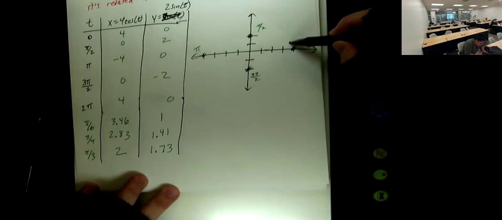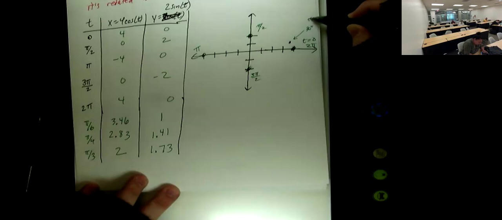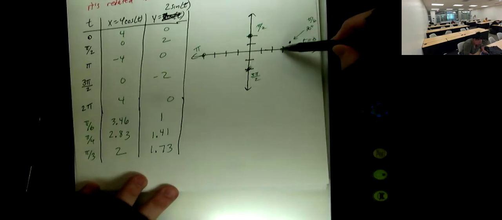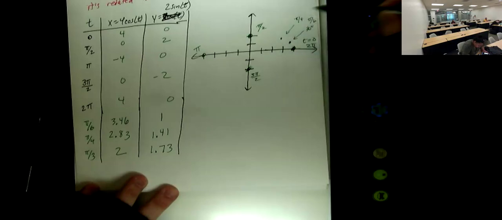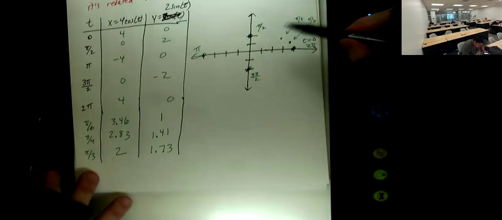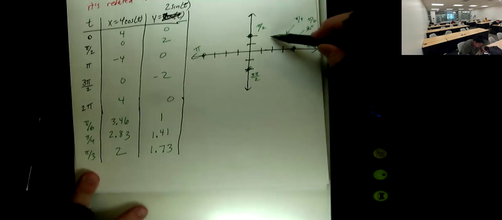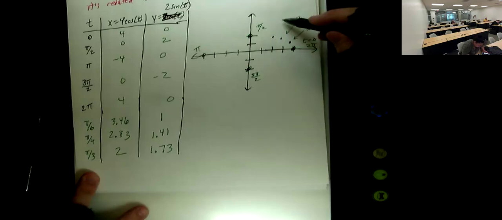Is like right there. That's like our 30 degrees or pi over 6. 2.83 is just a little left of 3 and we're right about there. That's pi over 4. And pi over 3 is at 2 and 1.73 is right about there. That's pi over 3.